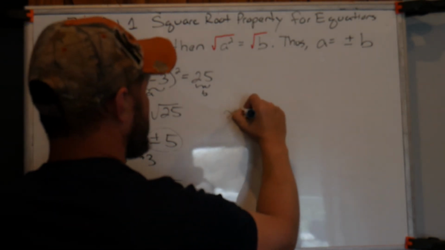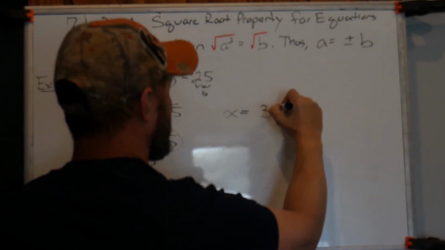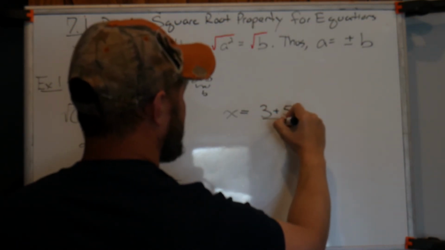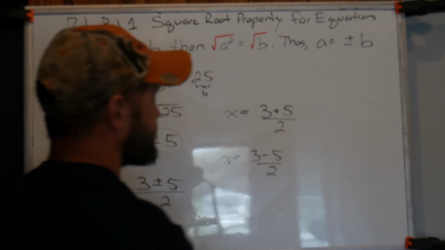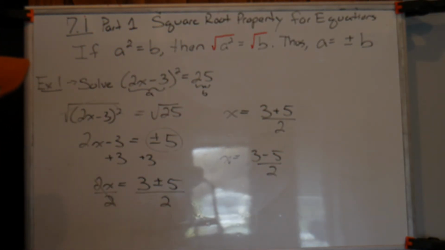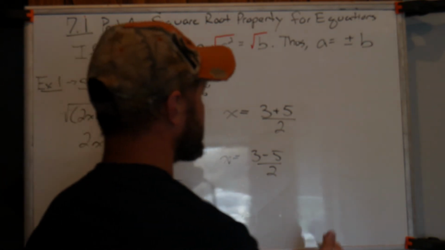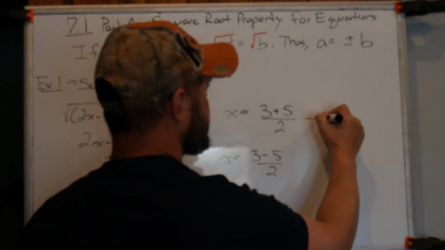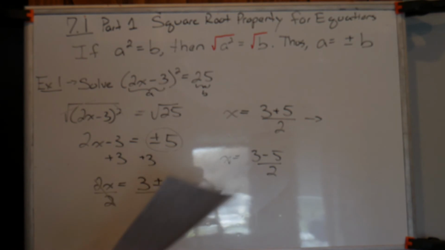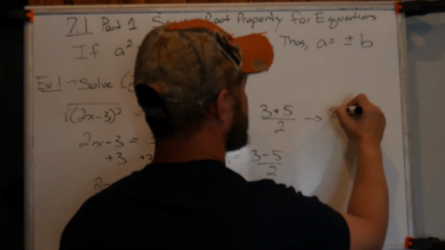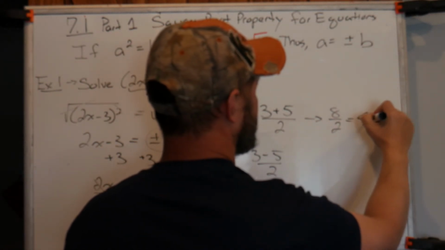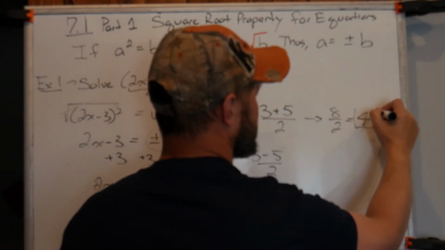However, that's two different answers. We have 3 plus 5 over 2. We have 3 minus 5 over 2. 3 plus or minus 5 over 2. I can combine all these, so I have to separate them. If you can't combine them, then you can just leave it as plus or minus. You'll see in the future. 3 plus 5 is 8. 8 divided by 2 is 4. There's one answer.